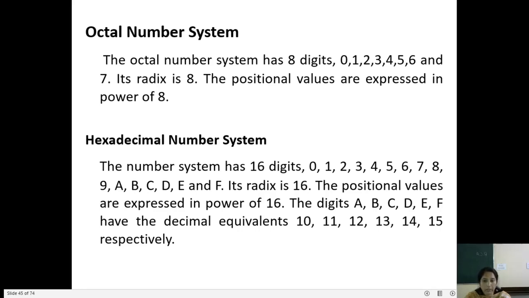When you come to the hexa, it represents from 0 to 15. But from 10 onwards, you represent it using alphabets. For 10 you use A, for 11 B, for 12 C, for 13 D, for 14 E, for 15 F. And the positional value for this is represented as powers of 16.